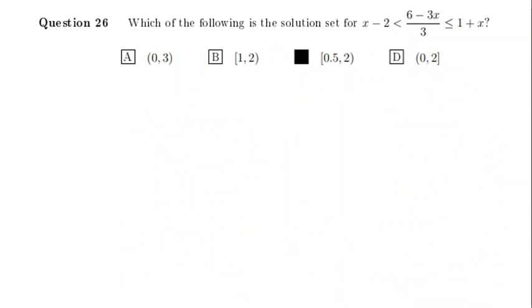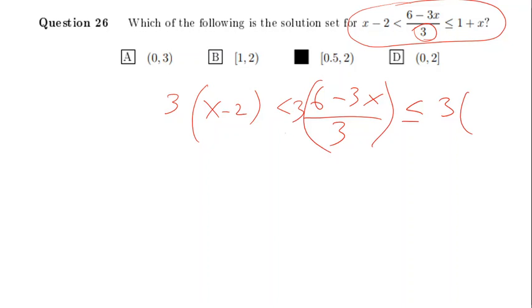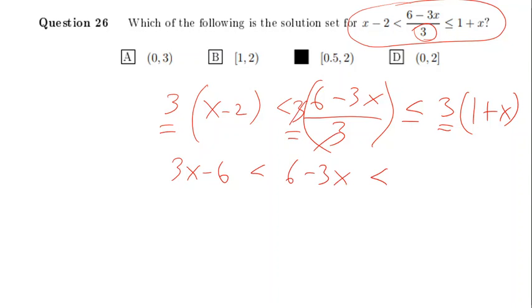Now let's look at this problem here. We will solve this type of inequality. We have 3. We don't want this 3 there, and since there is no x here, it's okay. We can multiply all sides of the inequality by 3. And since 3 is positive, it doesn't change the direction of the inequality. So 3x minus 6 less than 6 minus 3x, and then this will make 3 plus 3x.